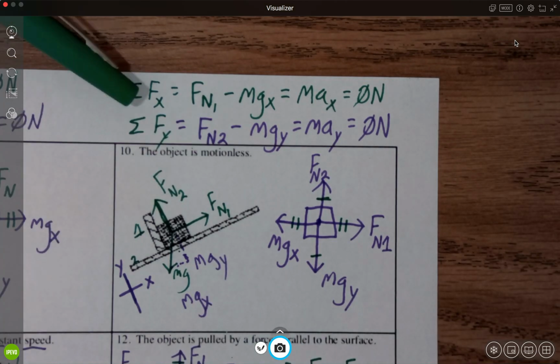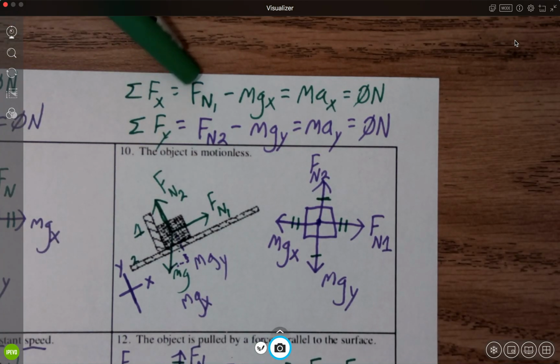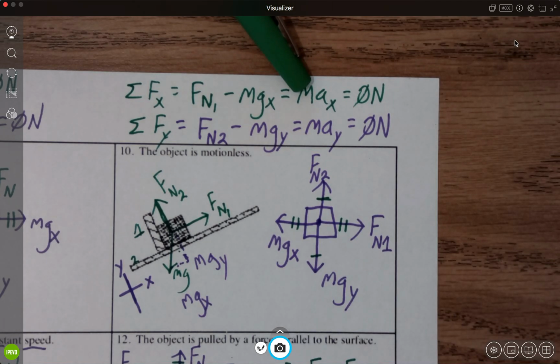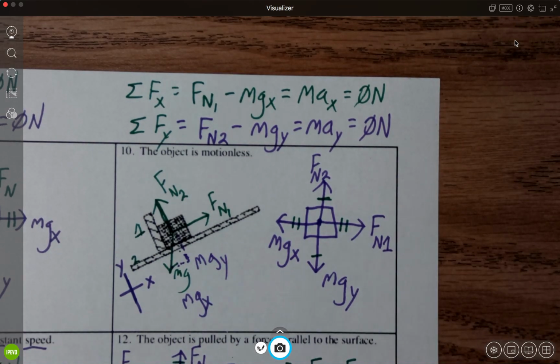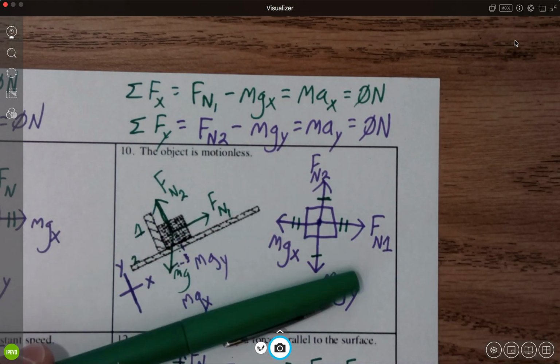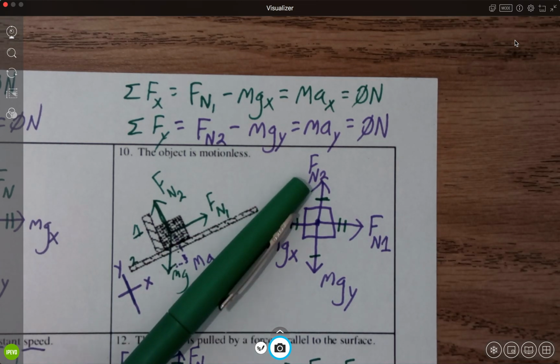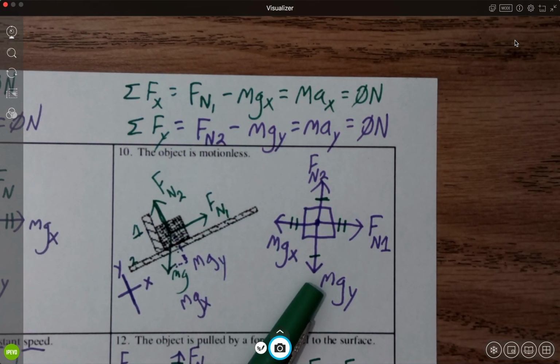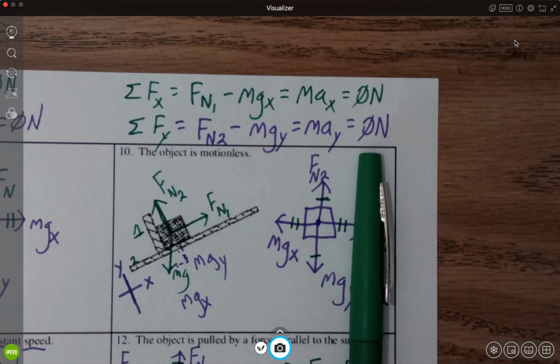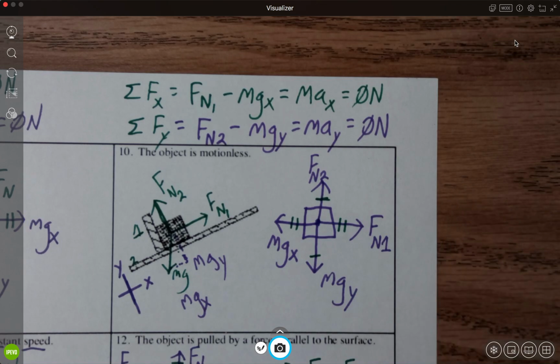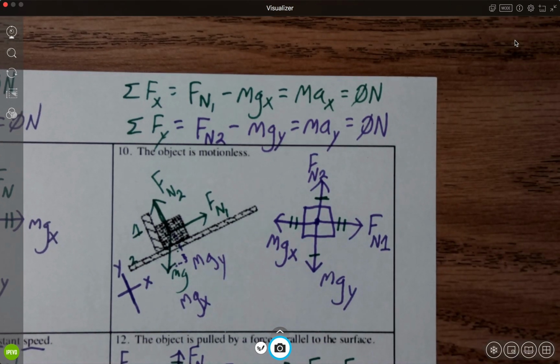So sum of the forces in the x, normal force 1 minus mgx, is going to give us ma in the x, which equals 0 newtons. It is motionless, the motion is not changing. Then we can get to the sum of the forces in the y, so that second normal force up minus mg in the y down, that's all equal to 0 because it's once again motionless. It's not accelerating in the y direction, nor is it accelerating in the x direction.